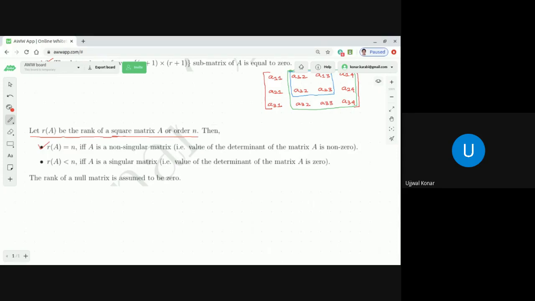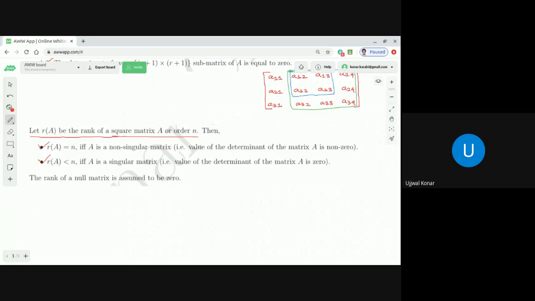Now, if it is zero, then what will happen? The rank of A should be less than n if A is a singular matrix, that means the value of the determinant of the matrix A is zero. I hope it is clear, dear students. So I will just repeat once more. Suppose A is a square matrix of order n, and let RA be the rank of that square matrix A.